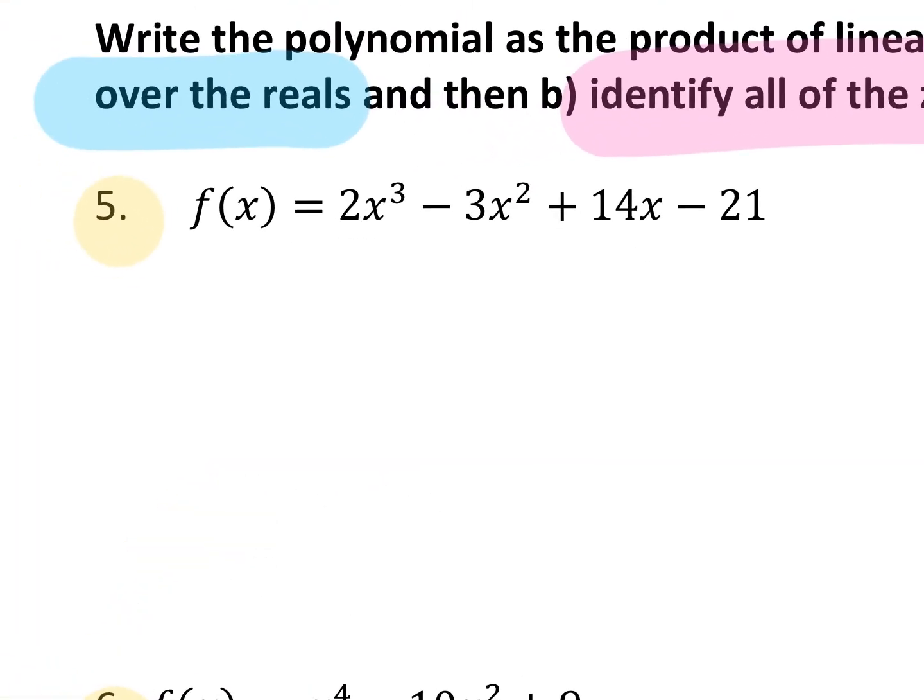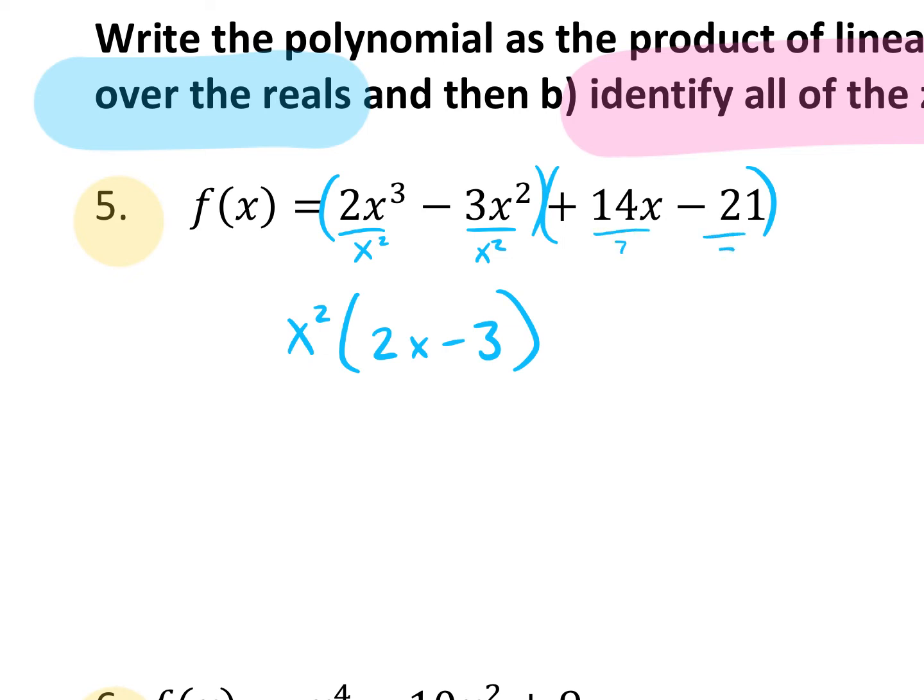So looking at number 5, how could I factor this? Factor by grouping. Perfect. So group the first two, group the second two. What's my GCF in the first group? X squared. So I'm going to divide both of these by x squared, take that to the outside. What am I left with? 2x minus 3. What's my GCF in the second group? 7. So I'm going to divide both of these by 7. That goes to the outside. And what am I left with? 2x minus 3.